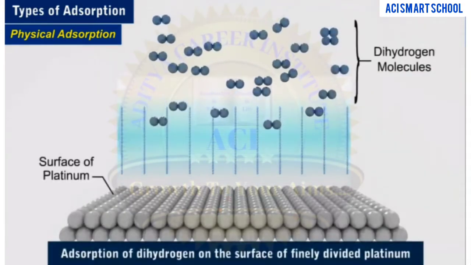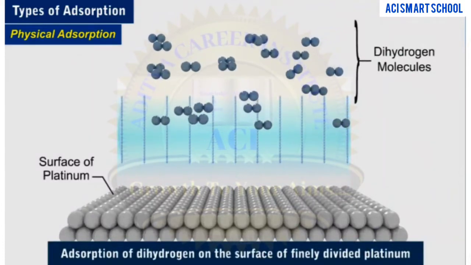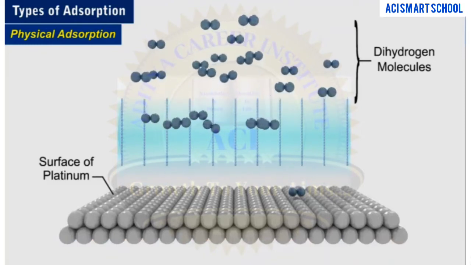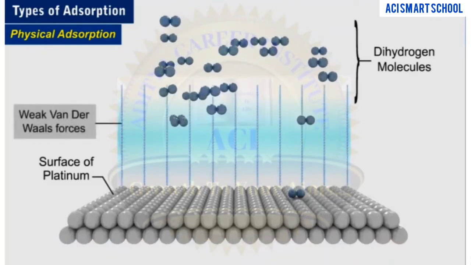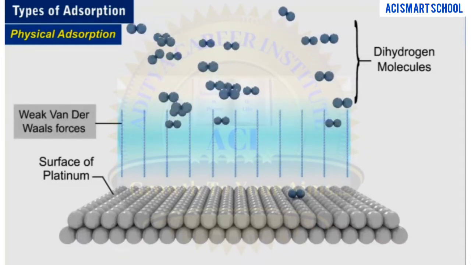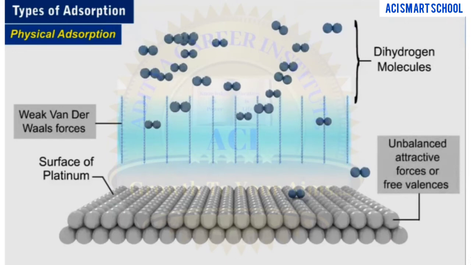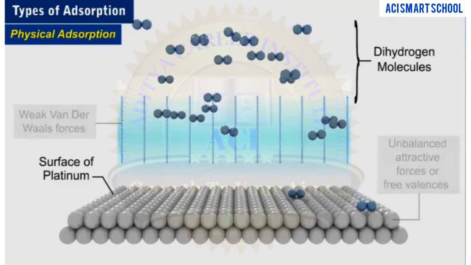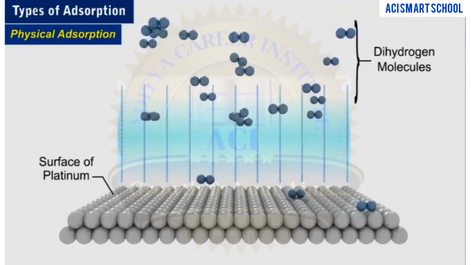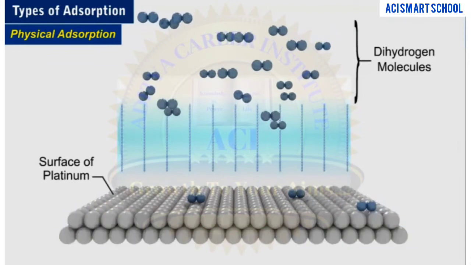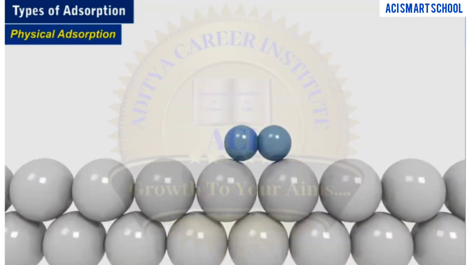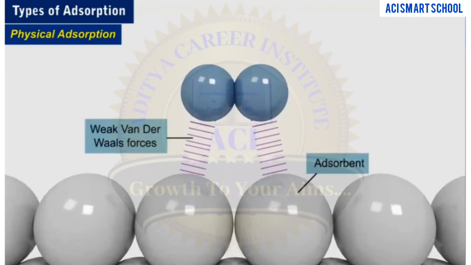In the adsorption of dihydrogen on the surface of finely divided platinum, hydrogen molecules are first attracted towards the surface of platinum by weak van der Waals forces and then adsorbed due to the presence of unbalanced attractive forces or free valences on the metal surface. This is physical adsorption. Here, platinum is the adsorbent and dihydrogen molecules are the adsorbate. Note that there is no chemical bonding between the adsorbent and the adsorbate.